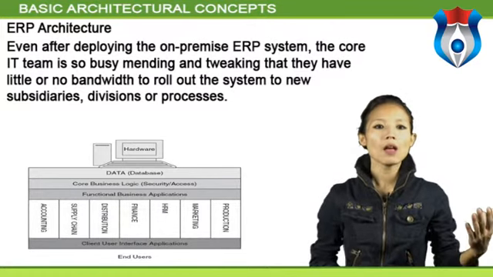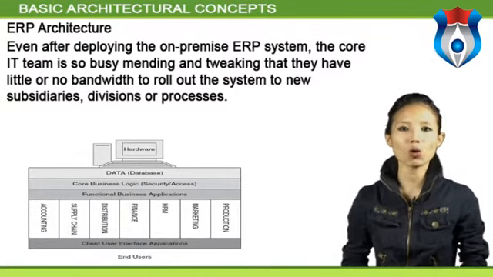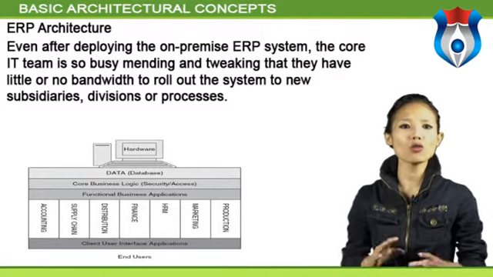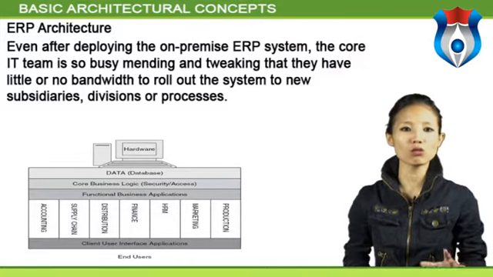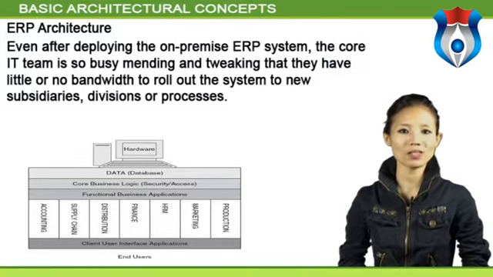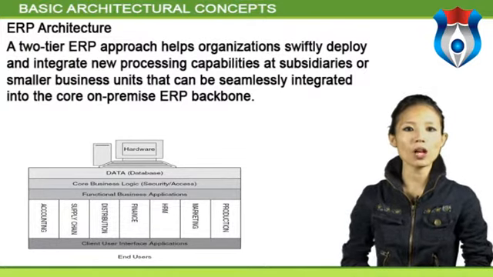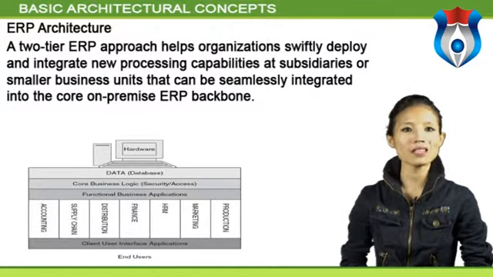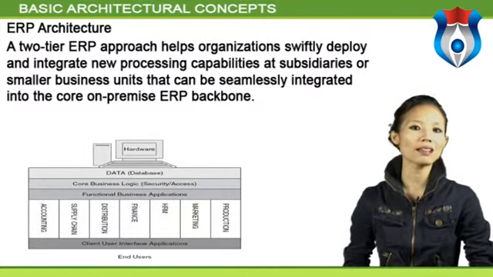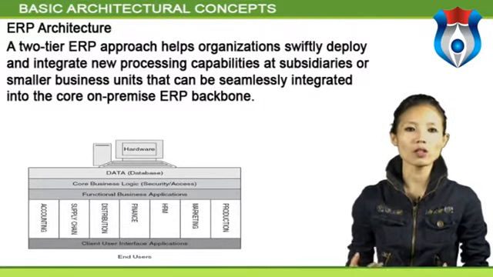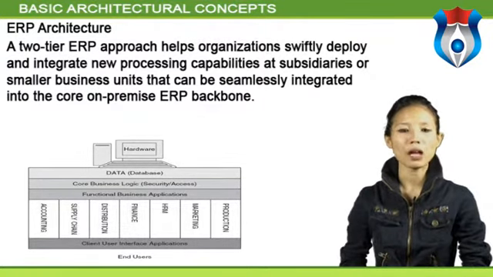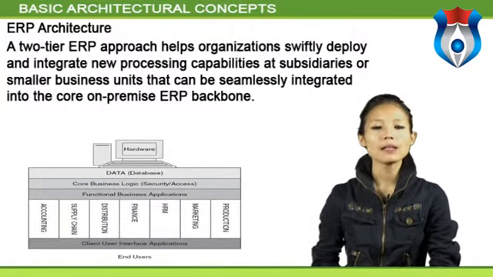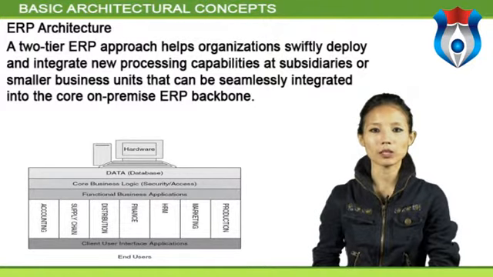Even after deploying the on-premise ERP system, the core IT team is so busy mending and tucking that they have little or no bandwidth to roll out the system to new subsidiaries, divisions, or processes. A two-tier ERP approach helps organizations swiftly deploy and integrate new processing capabilities at subsidiaries or smaller business units that can be seamlessly integrated into the core on-premise ERP backbone. This approach significantly reduces the time and cost required to implement, support, and maintain ERP capabilities.